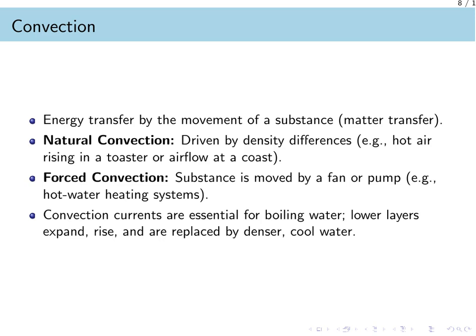The second mechanism is convection, which involves energy transfer by the actual movement of a substance. Natural convection is driven by density differences. For example, hot air rises in a toaster because it is less dense than the surrounding cool air. Forced convection occurs when a substance is moved by external means, like a fan or a pump in a heating system. Convection is vital for boiling water, as the warmed lower layers expand and rise to be replaced by cooler, denser water from the top.